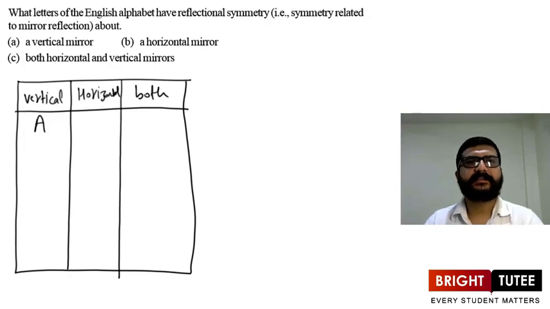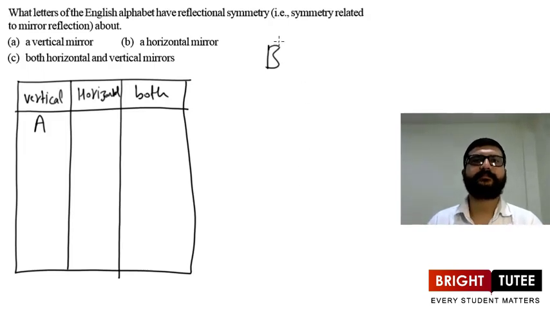Now let's see the next letter. It will be letter B. Now what do you think about this letter? If we place a mirror like this, the image formed will be like this. This is not a letter B. Now what we can do, we can place a mirror horizontally and we can check. If we place a mirror here, we are going to get a letter B again. So this is having a horizontal symmetry, or we can say a horizontal mirror will give us a letter B again.